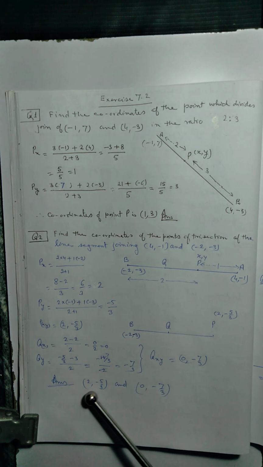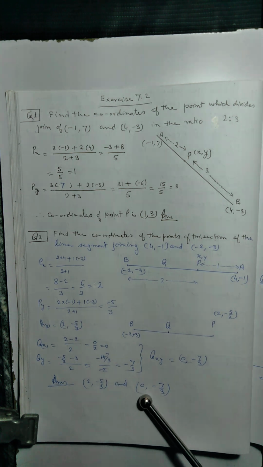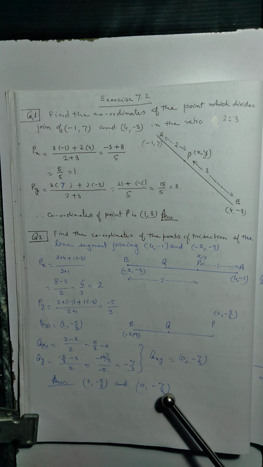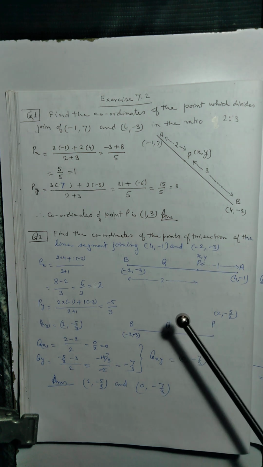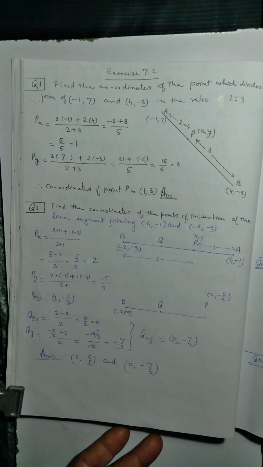So the answer for question number 2 is (2, -5/3) and (0, -7/3). These are the 2 points by which the line segment AB will be divided into 3 equal parts. Let us proceed to question number 3.